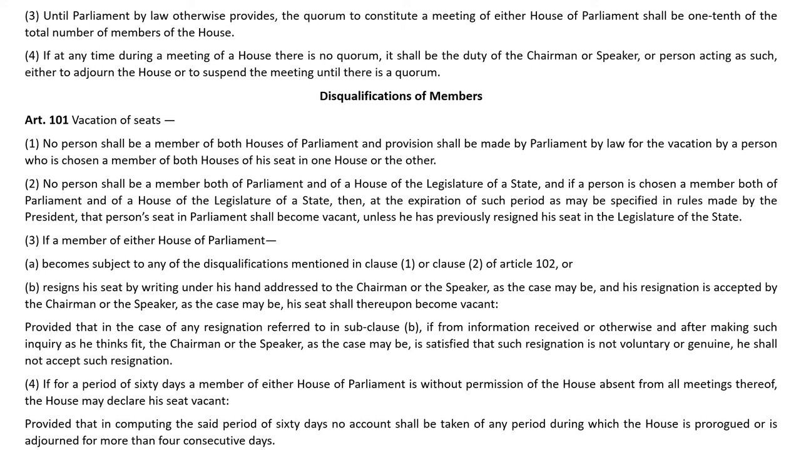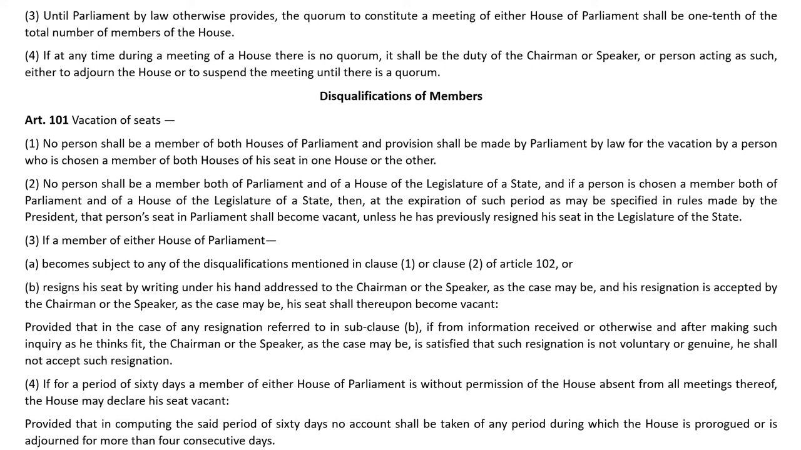If a member of either House of Parliament becomes subject to any of the disqualifications mentioned in clause 1 or clause 2 of Article 102, or resigns his seat by writing under his hand addressed to the Chairman or the Speaker, as the case may be, and his resignation is accepted by the Chairman or the Speaker, as the case may be, his seat shall thereupon become vacant, provided that in the case of any resignation referred to in sub-clause B, if from information received or otherwise, and after making such inquiry as he thinks fit, the Chairman or the Speaker, as the case may be, is satisfied that such resignation is not voluntary or genuine, he shall not accept such resignation.